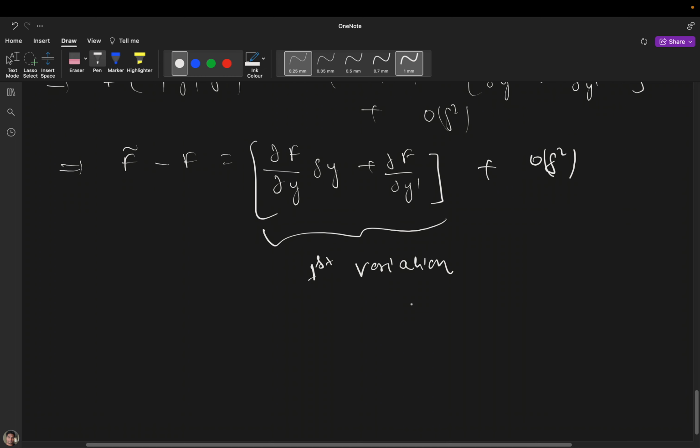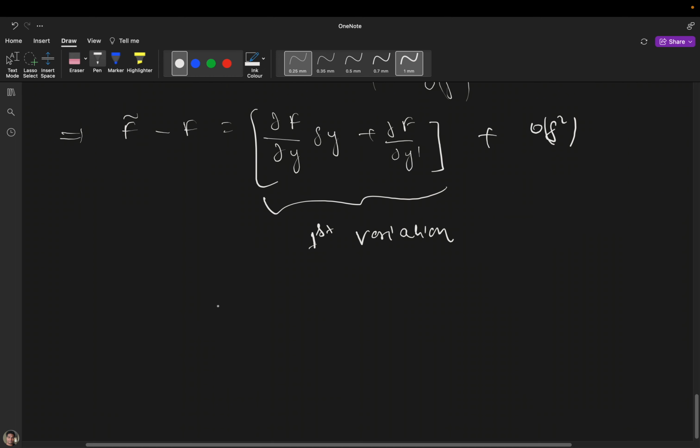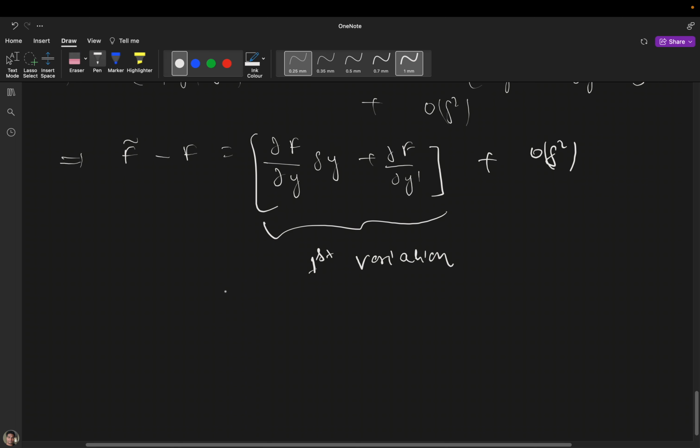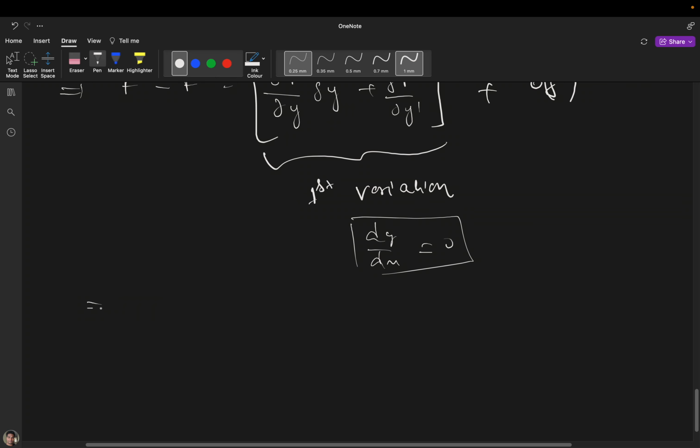Which means that in single variable calculus, when you want to maximize, you already saw that we have to find the extrema, we have to set del y by del x equal to 0. This is nothing but the first derivative. In this case it is called the first variation. So if you want to extremize I, then you have to extremize del I.